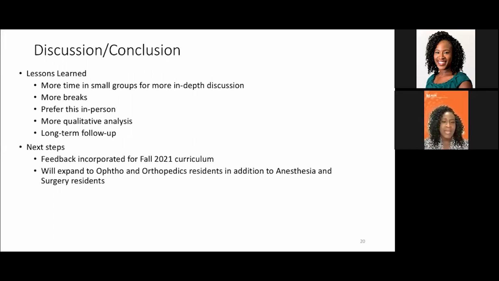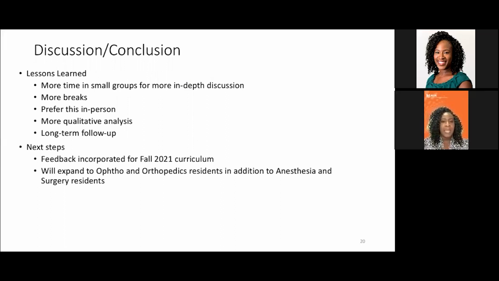The other piece is that they wanted more breaks, especially in a virtual setting where there was Zoom fatigue, and also, if possible, to actually do this in person. And another lesson learned from this was that a more qualitative analytical approach would have helped inform the curriculum. So that has been implemented in the second round of this diversity curriculum. And the last bit is that the feedback from the previous pilot curriculum has been incorporated within the curriculum that was implemented this past year.